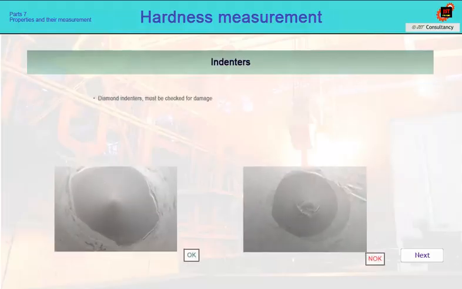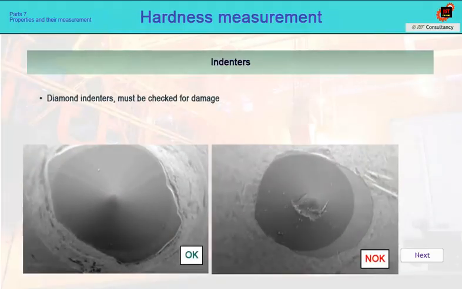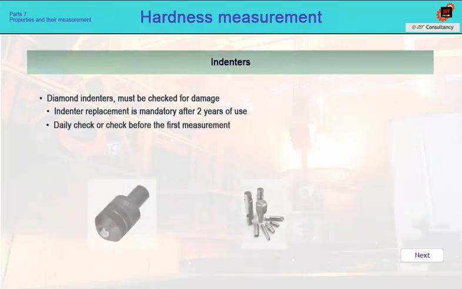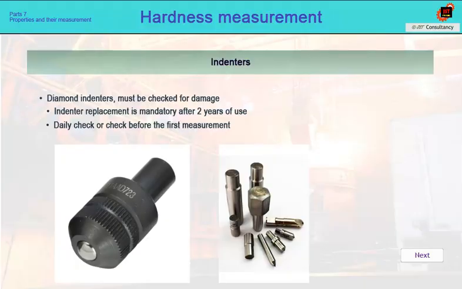Diamond indenters must be checked continuously, and those that are damaged must be discarded. Replacement of diamond indenter is mandatory after 2 years regardless of damage. In practice, it is necessary to check the indenters daily or before the first measurement. This applies to both diamond indenters and balls.